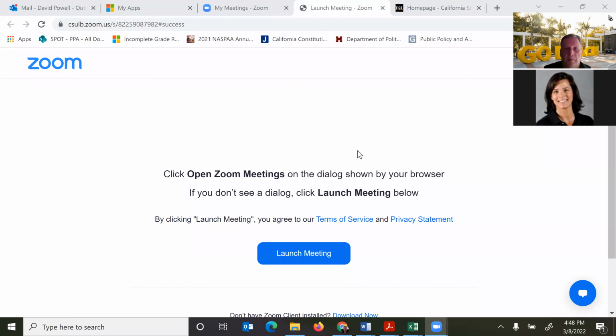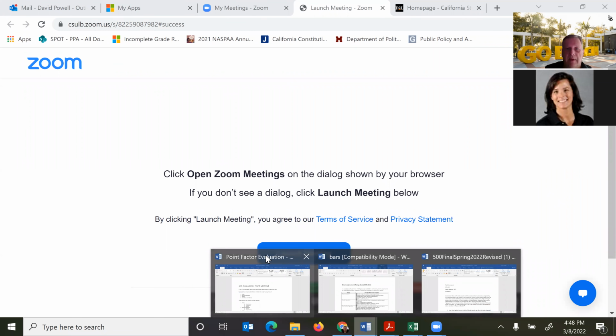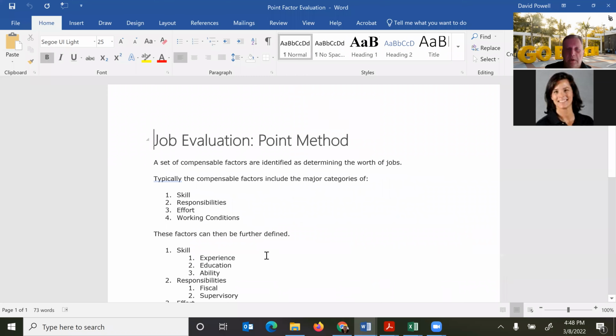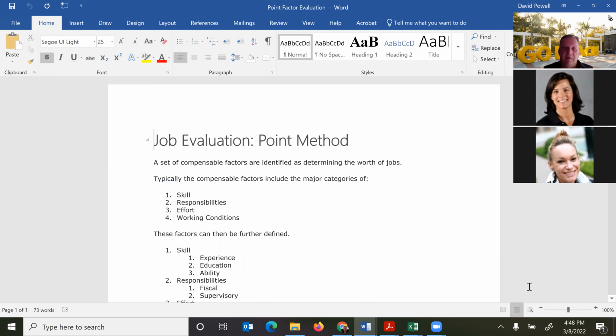Okay. Now, it's going to be kind of clunky because I'm going to be opening up a lot of different things. So let me first show you a point factor evaluation. Okay, hopefully, do you see job evaluation point methods? Yes, hopefully you see that. Okay. Yes. Good, thank you very much.